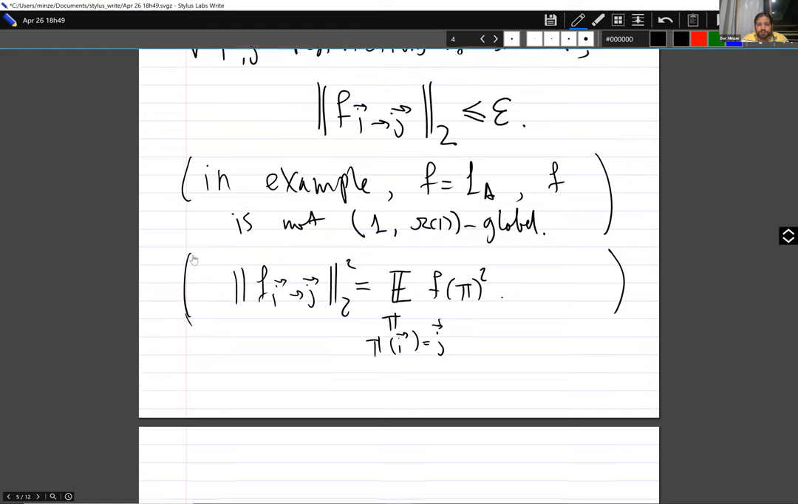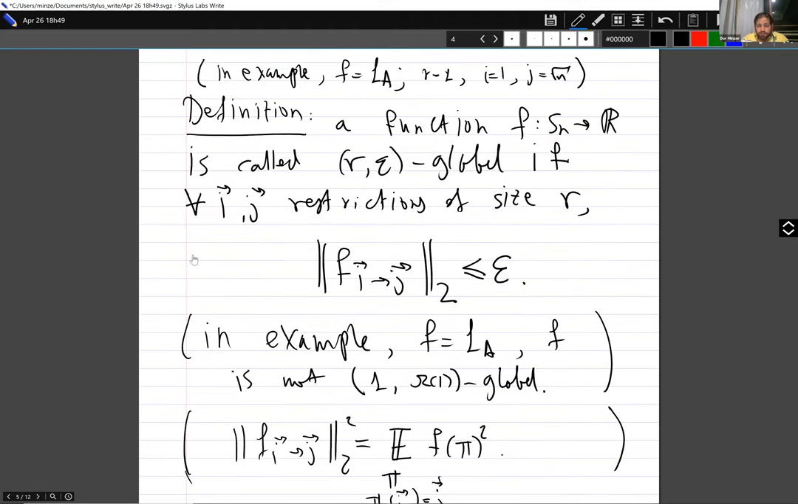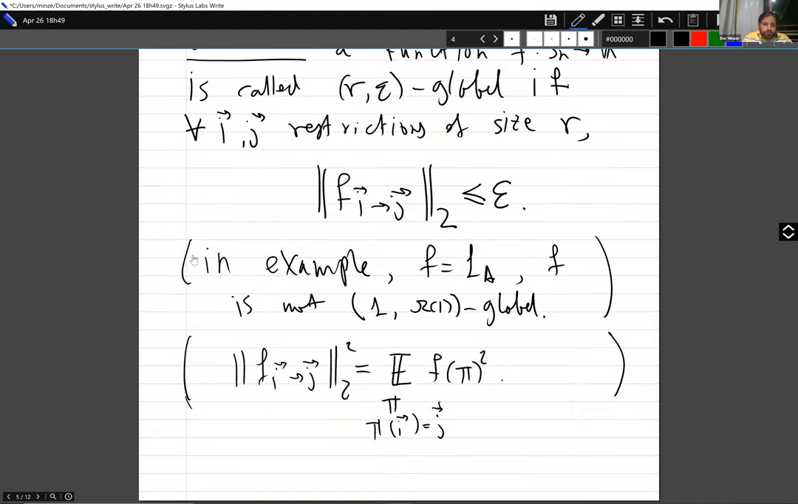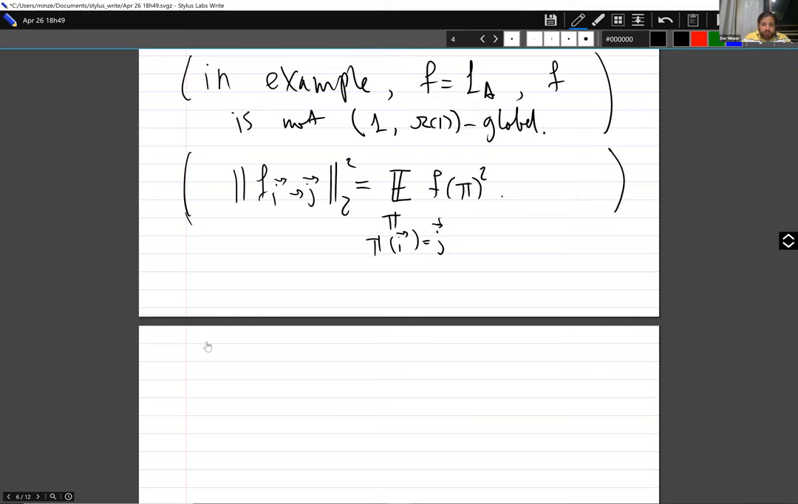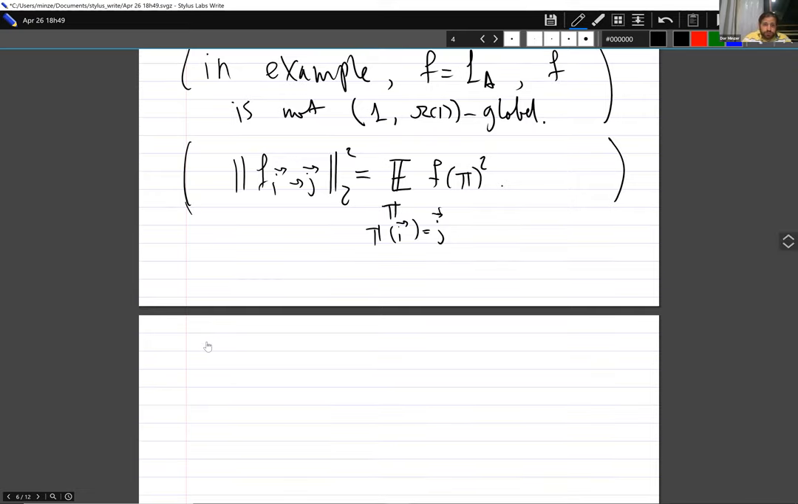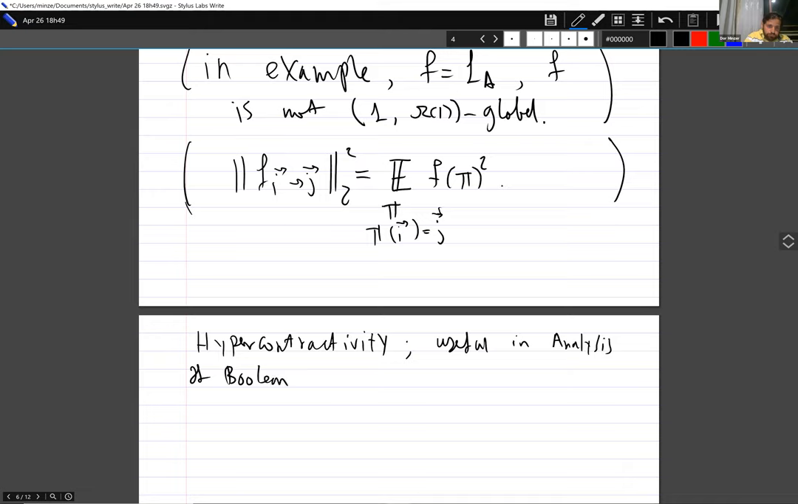Very good. So what is so special about these global functions? There is a tool, maybe the key tool in analysis of Boolean functions, that helps you prove many, many things. This is called the hypercontractive inequality, or hypercontractivity. It is useful in analysis of Boolean functions, and in particular, if you had some inequality like that over the symmetric group, then you'd be very happy. You'd be able to prove results like that without any effort at all.